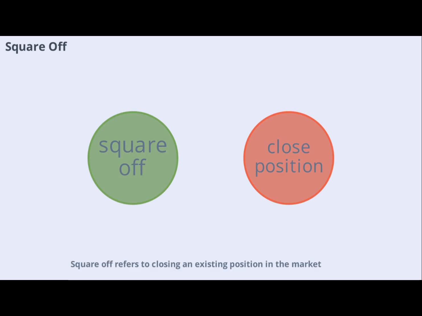Square off refers to closing an existing position in the market. If you've bought shares, squaring off means selling them. If you've sold shares short, it means buying them back. This term is commonly used in day trading and helps investors lock in profits or limit losses before the trading session ends.